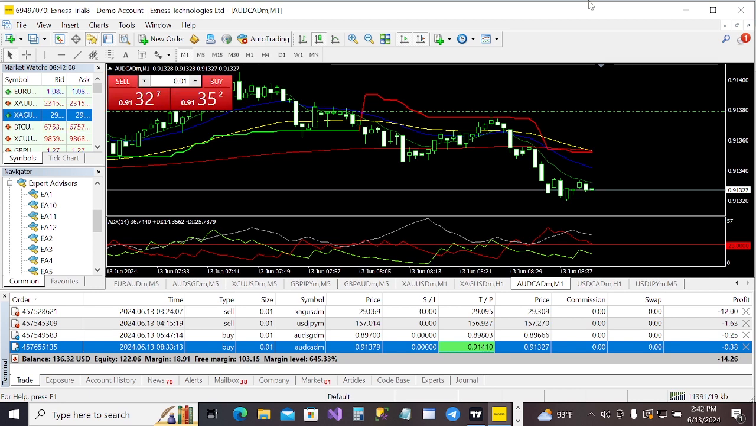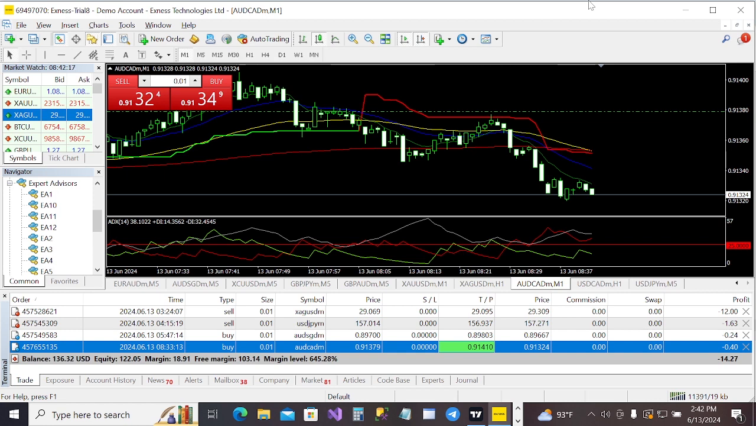5. Take profit order. A take profit order is used to lock in profits when the market reaches a specified price. Once the price is reached, the order is executed, securing your gains.